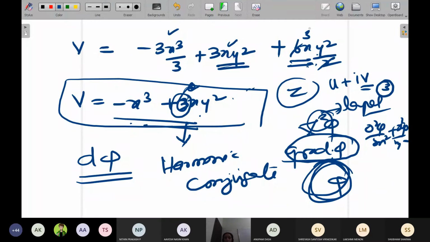Yeah, where it will become wrong, you know? Suppose they ask you to find f of z and you write f of z equal to u plus iv. This will be giving you the wrong answer. So that's why I'm asking you to write it only once.